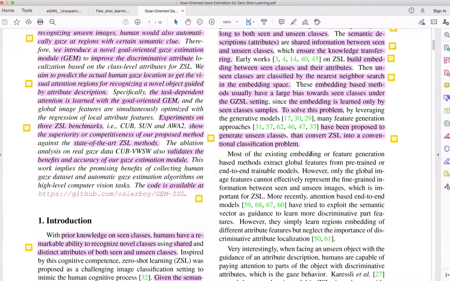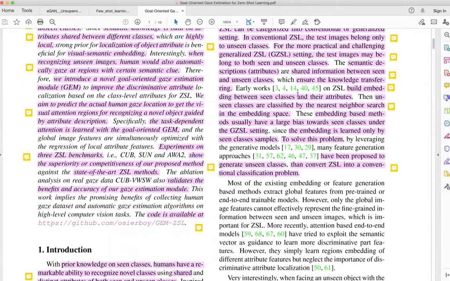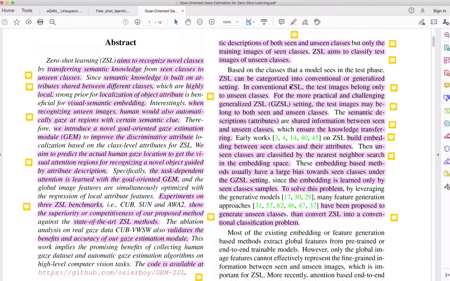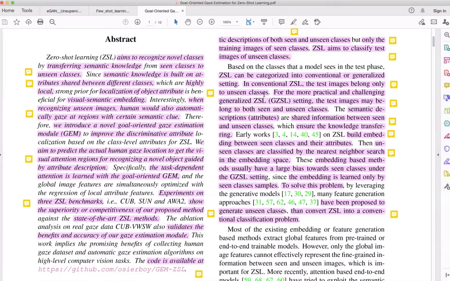So that's the introduction to the problem. Now, the ZSL problem can be categorized into conventional or generalized setting. As we can see, my mouse cursor. In conventional zero-shot learning, the test images belong only to unseen classes. So that's the difference there. That is, the test images are not part of the training images at all.